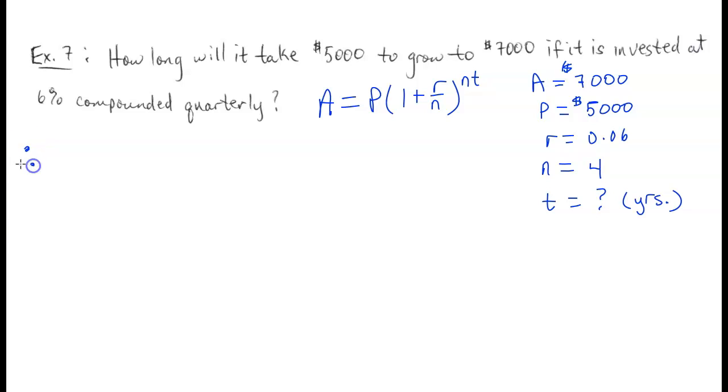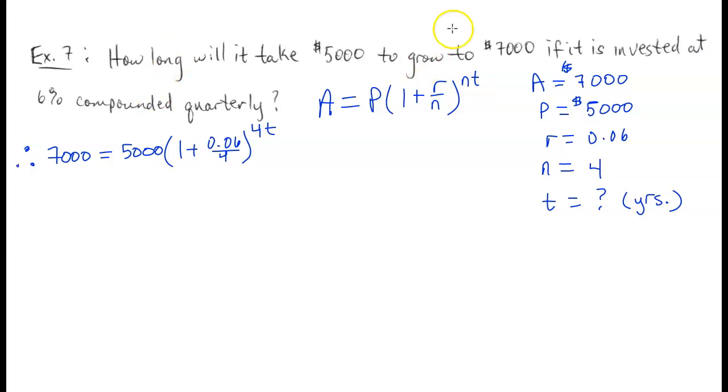Knowing that we have all this information, A again is 7,000. That equals P, which is 5,000, times 1 plus r, which is 0.06 divided by 4, and all that's raised to the n, which is 4 times t, which is the thing that we don't know.